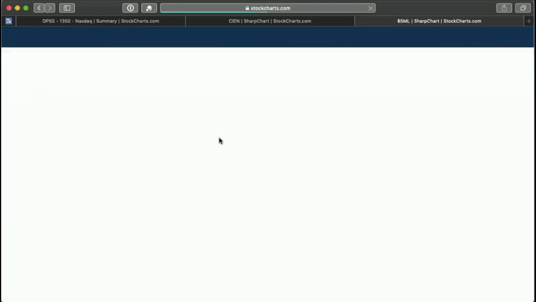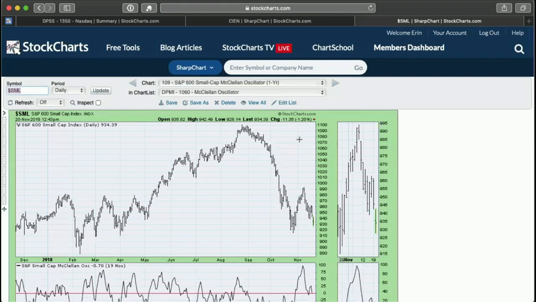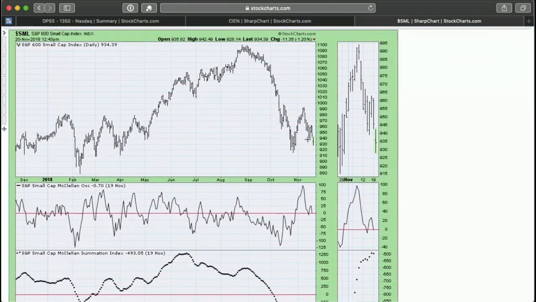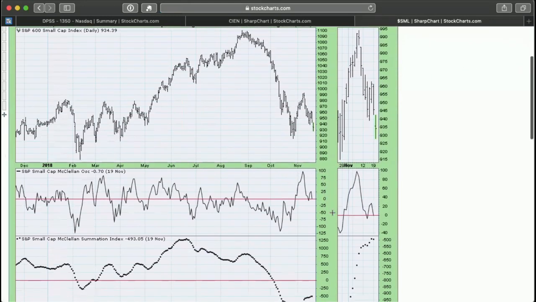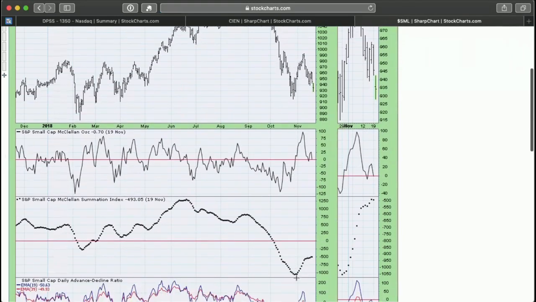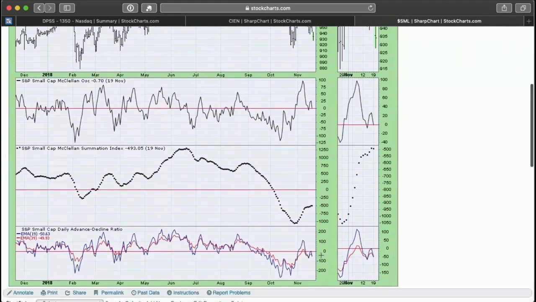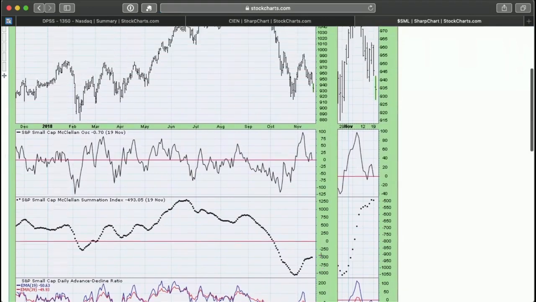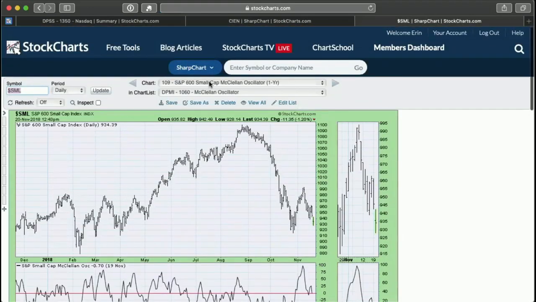So let's look at the S&P 600. Remember, I was looking at the volatility. It looked a little more healthy. What are we seeing as far as the McClellan oscillator is concerned? All right, well, we've been above the zero line on the McClellan oscillator. I think that is positive. We'll have to go look and see what's been going on with the NASDAQ on its McClellan oscillator. The summation index is still rising. I don't know that that's the case if we look at the large cap indexes. So let's go look at them.